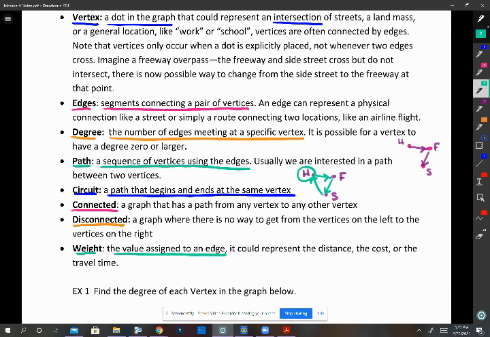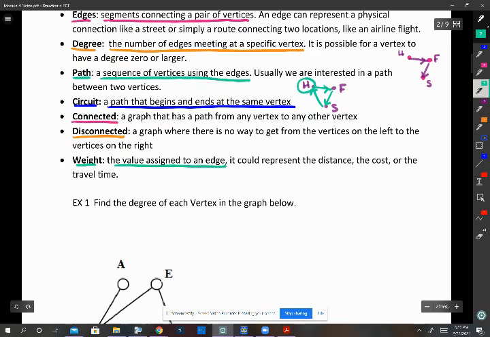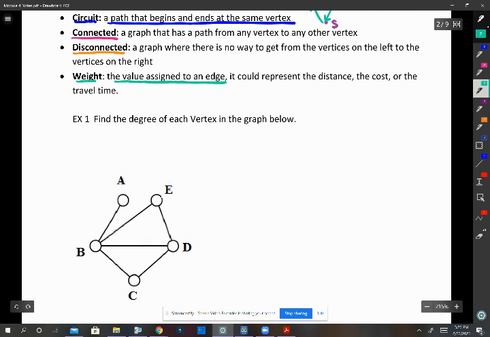Connected is a graph that has a path from any vertex to any other vertex. So this would be an example of connected, where a disconnected graph is where you have to lift your pencil to go from one path to another path, or from one dot to another dot. And the weight is the value assigned to an edge. So it could represent distance, cost, travel time, anything like that.